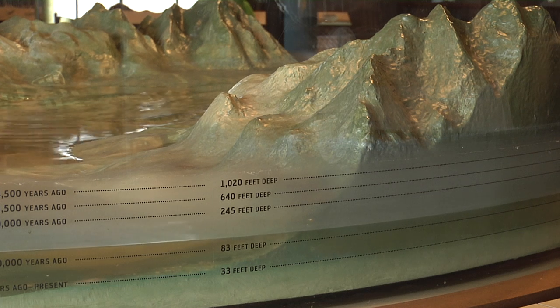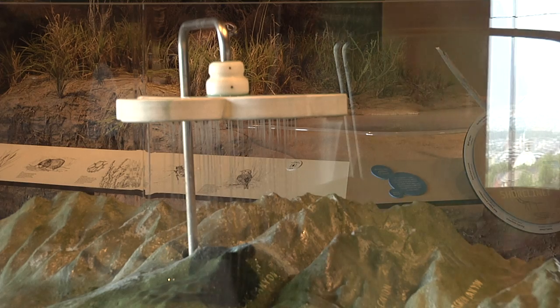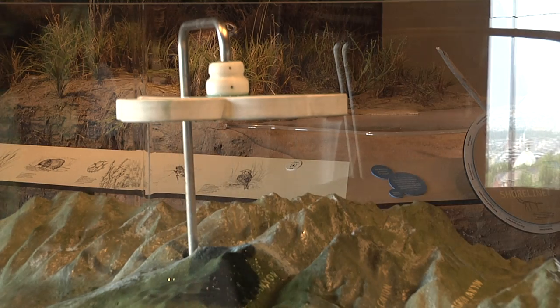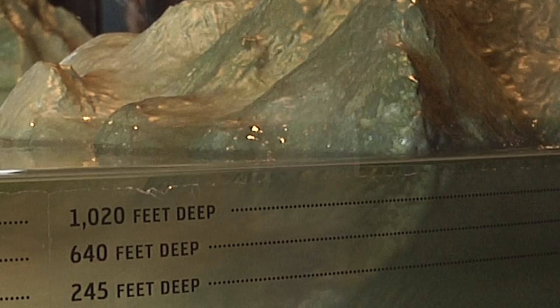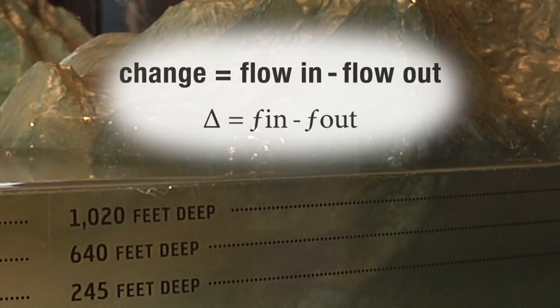This physical model shows how when more water comes in than goes out, the surface level rises, and when more goes out than comes in, the surface level falls. In other words, as this mathematical model shows, change equals flow in minus flow out. Models reduce complex systems to their basic elements so we can understand them better.